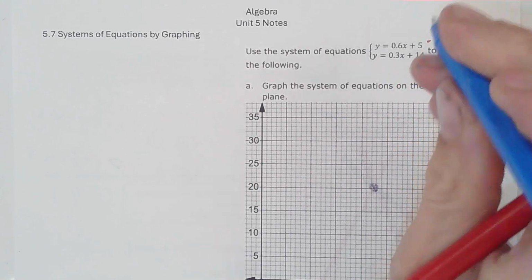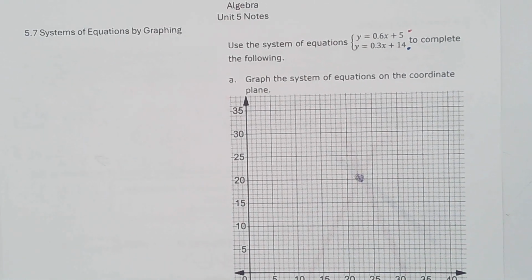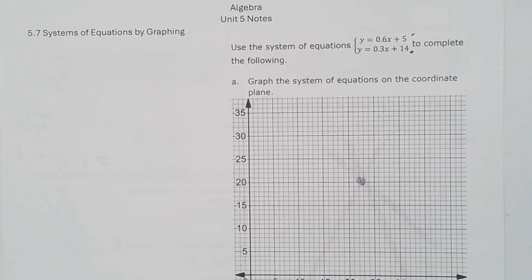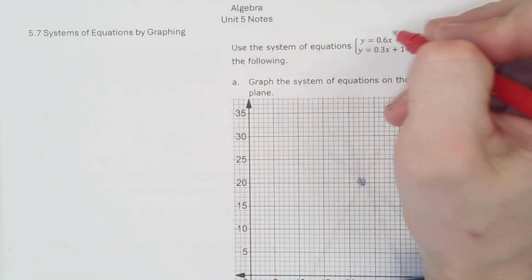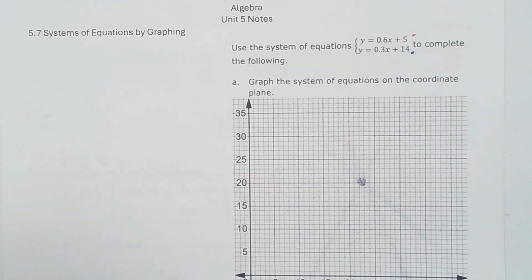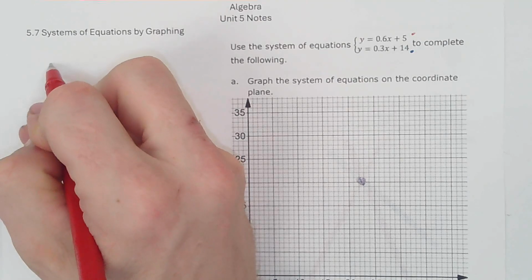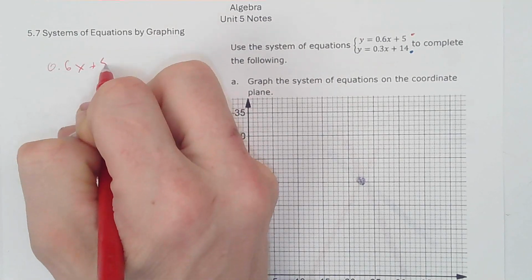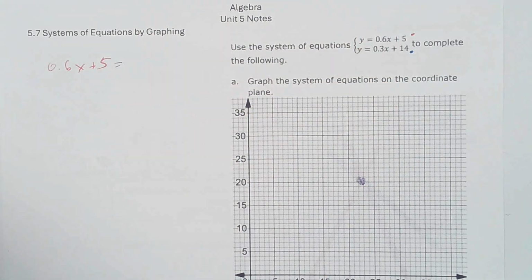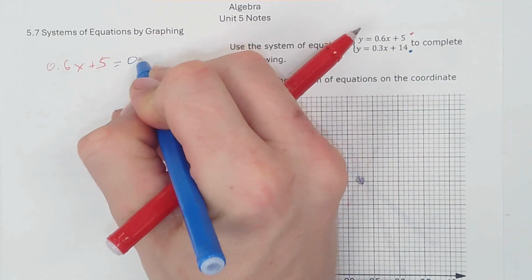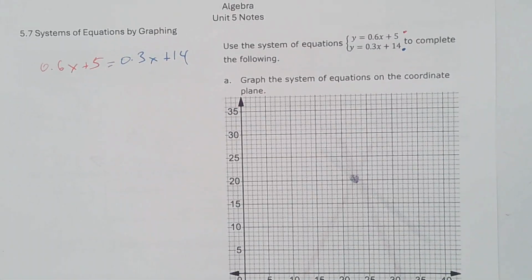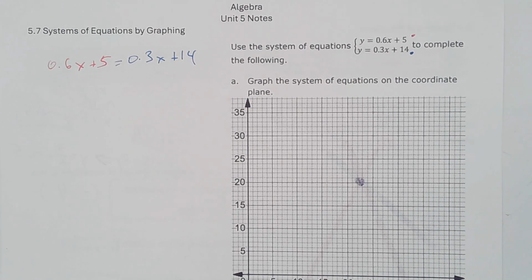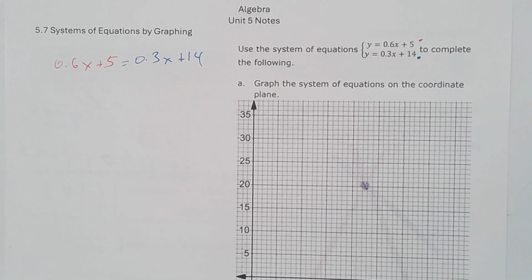Okay, and how do I figure out where these 2 lines cross? What is the x value where these 2 lines cross? How do I figure that out? We just did it. We set this value and that value equal to each other. So 0.6x plus 5 is going to be equal to 0.3x plus 14. I got rid of my y terms. All I have is x terms. I did that by substitution. So now all I have to do is solve for x.